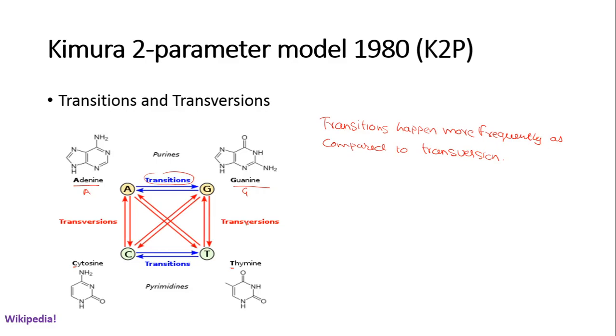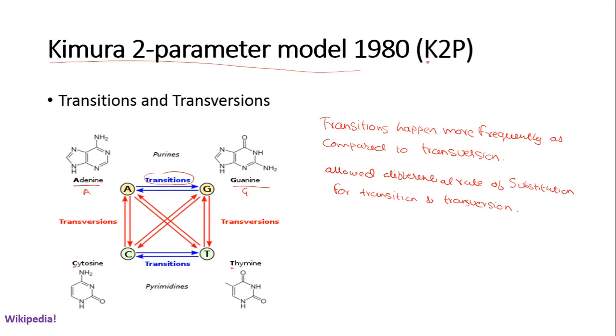Based on this observation, what these people did is that they allowed a differential rate of substitution for transition and transversion. If we allow a differential rate for substitution of transition and transversion and build another model, that would be your Kimura two-parameter model that was proposed in 1980, and we sometimes refer to it as the K2P model.